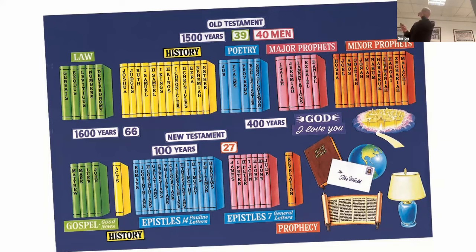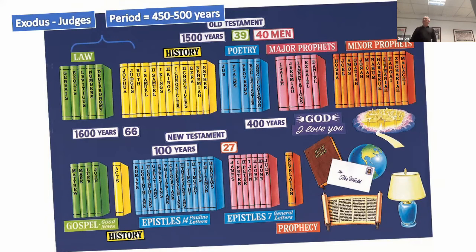And so what we're going to do, just to give a bit of an overview: we looked at the beginning of Genesis in an earlier session, and now we're going to be looking at the period from Exodus through to Judges as the next chunk. It's a period of some 450 to 500 years, from the Exodus through into Joshua, Judges, and into Ruth. That's the period we're going to look at.